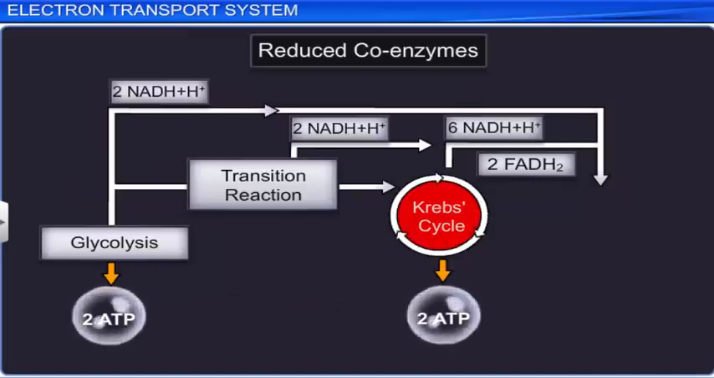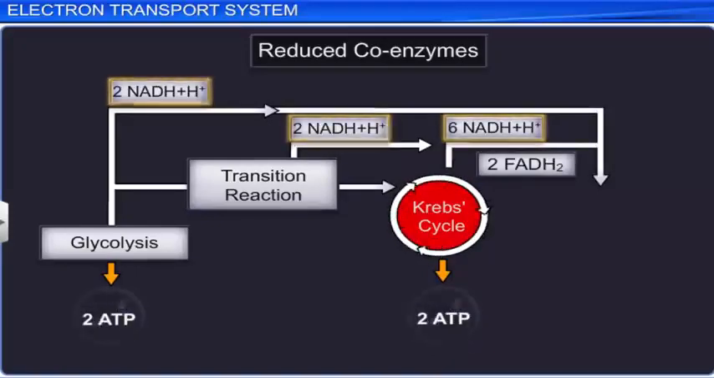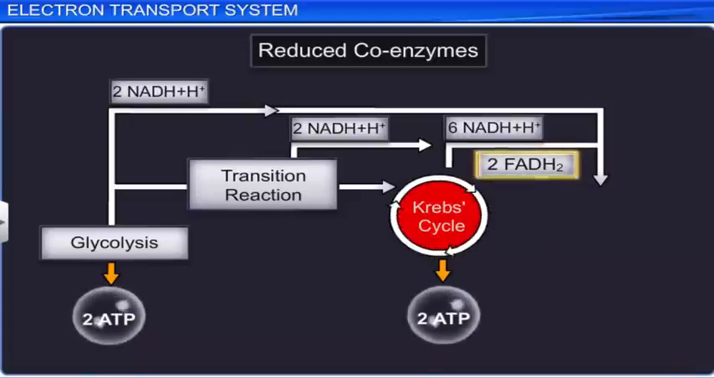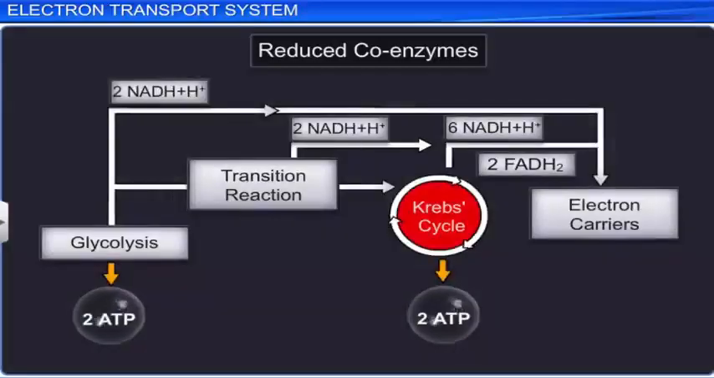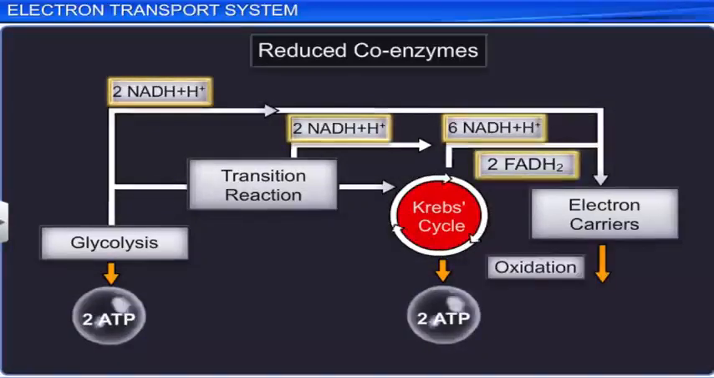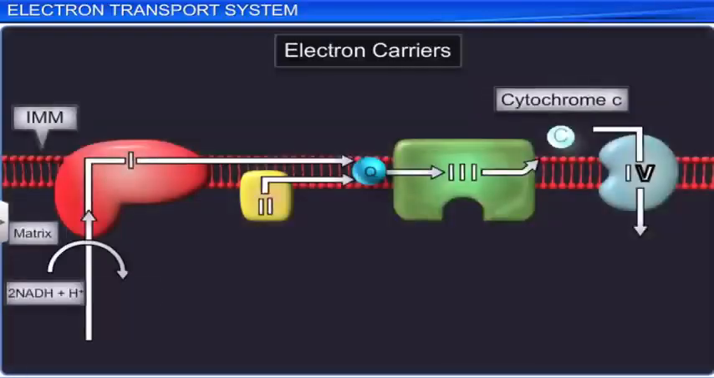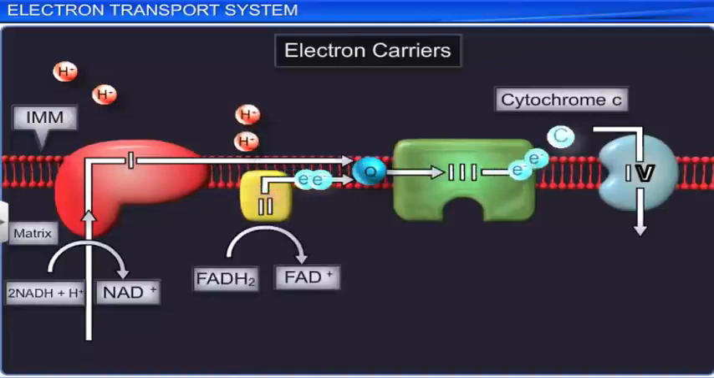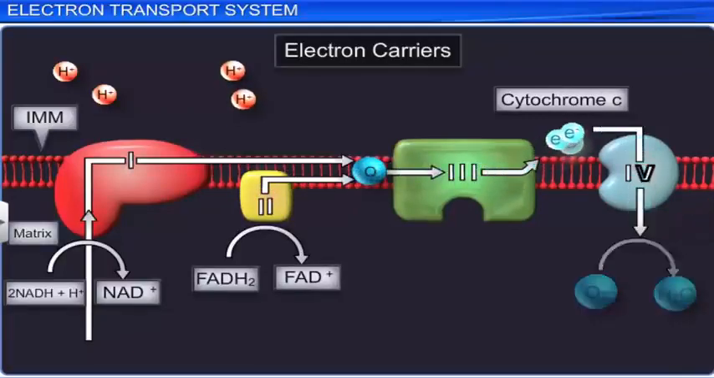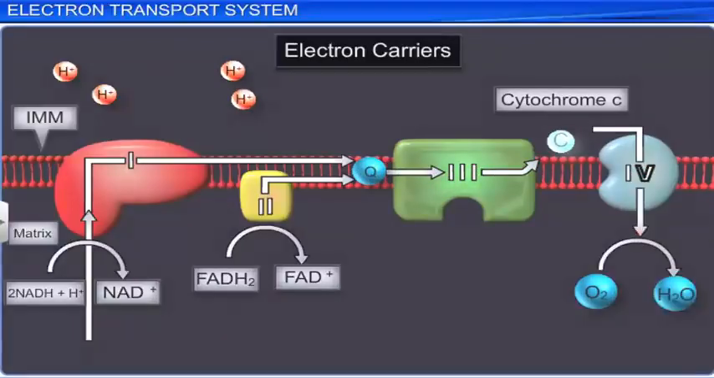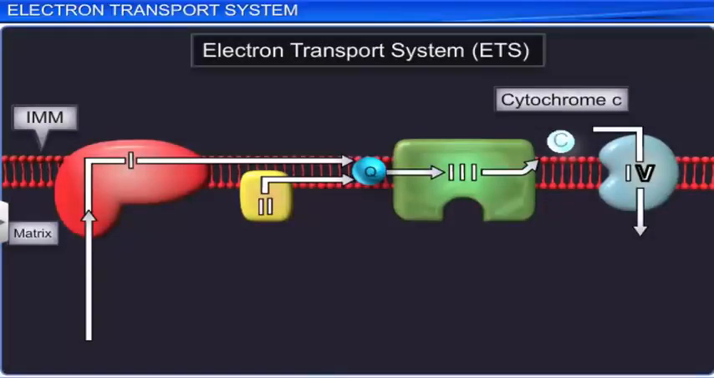As you know, glycolysis and the Krebs cycle together result in the formation of reduced coenzymes such as 10 molecules of NADH + H+ ions and 2 molecules of FADH2, and 4 molecules of ATP. These reduced coenzymes need to be oxidized to release and utilize the energy stored in them. This is made possible by the transport of protons and electrons from these coenzymes to oxygen through electron carriers present in the inner mitochondrial membrane. This metabolic pathway of electron transport is called the electron transport system or ETS.